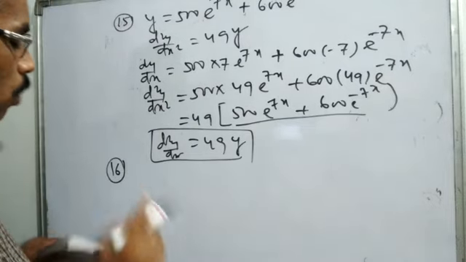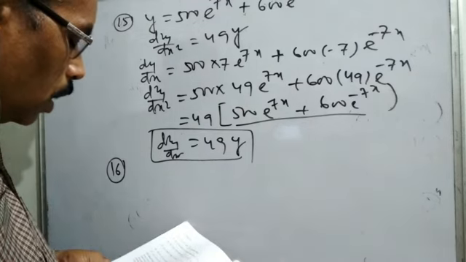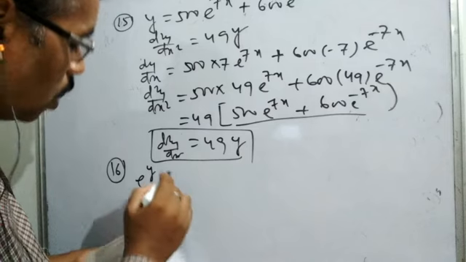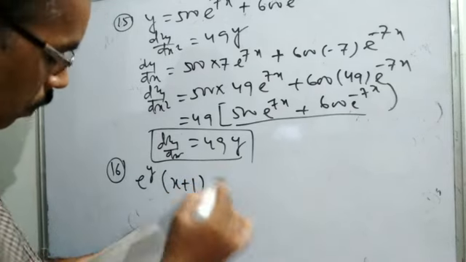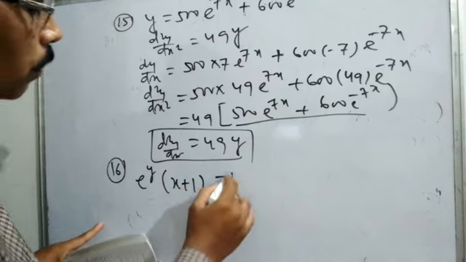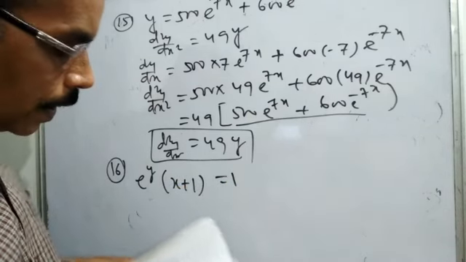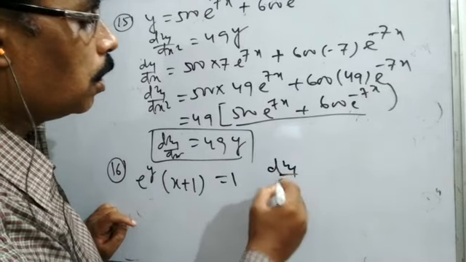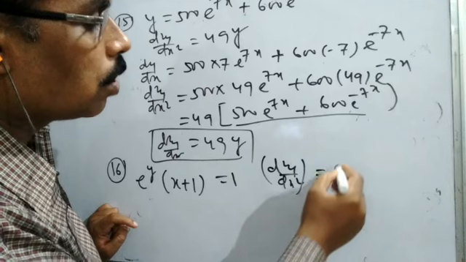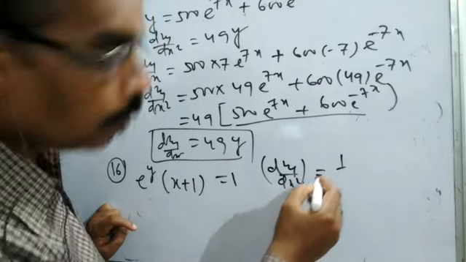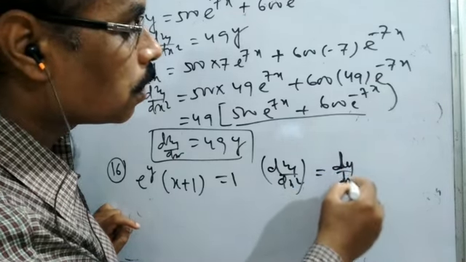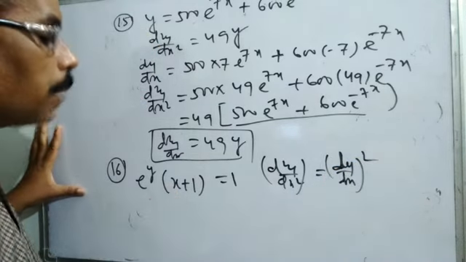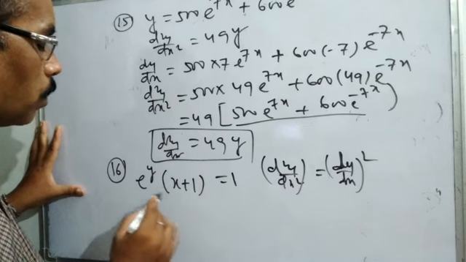Now a similar question, question number 16 also. This question was asked in the 2012 board exam. That is, e to the power y times (x plus 1) is equal to 1. Then d2y/dx2 is equal to (dy by dx) whole square. So now, this is an implicit function, differentiate both sides with respect to x.